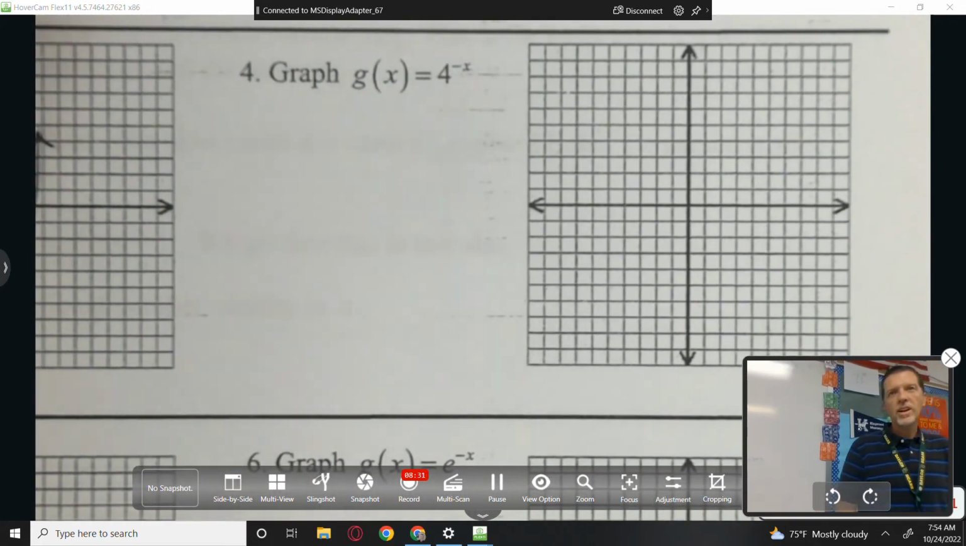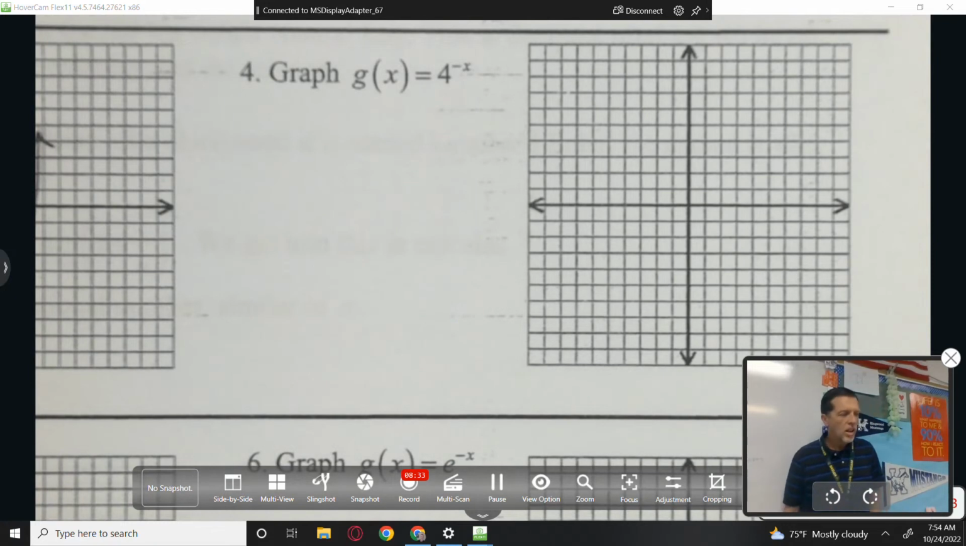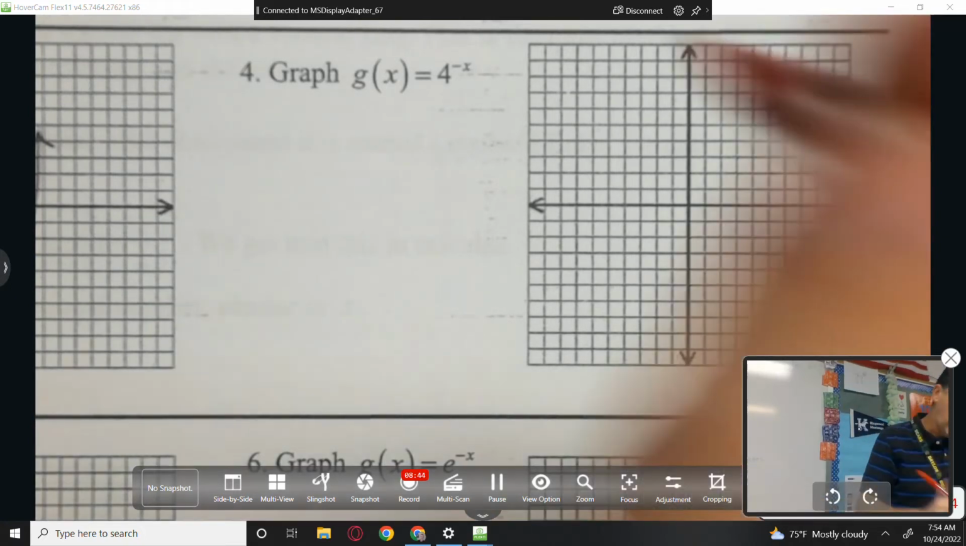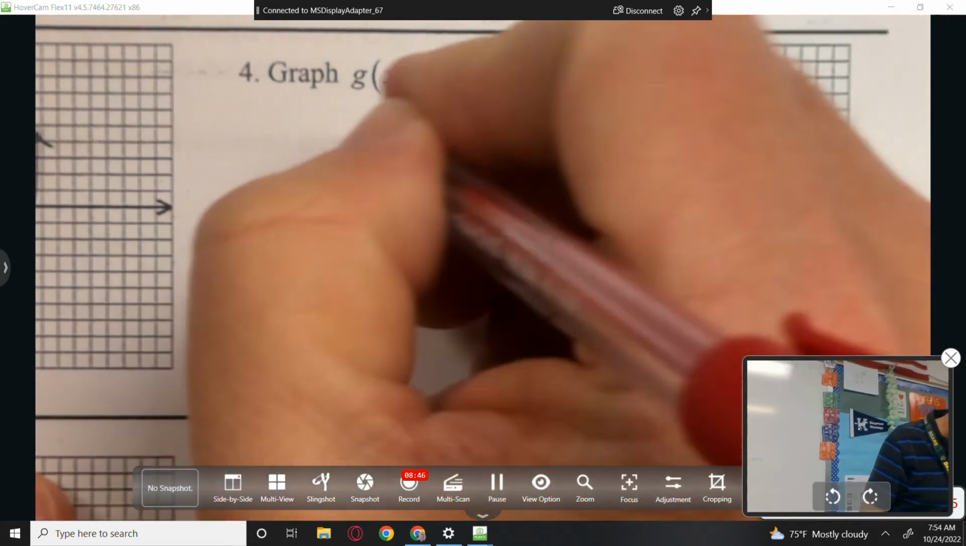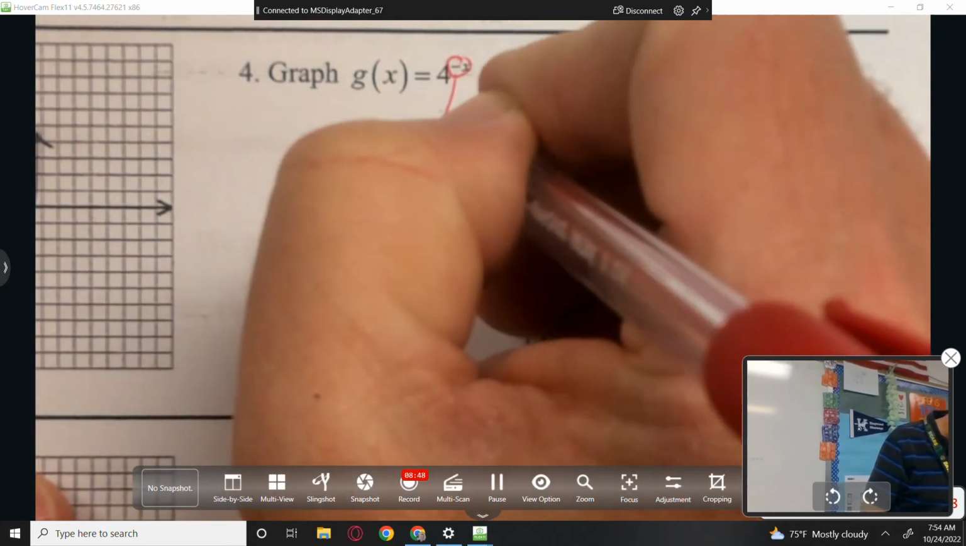Number 4's got a negative in there. That flips it, but which way is it flipping? Is it a left-right flip or an up-down flip? Why do you say left-right? Because it's on the x, so that's going to be a left-right flip.